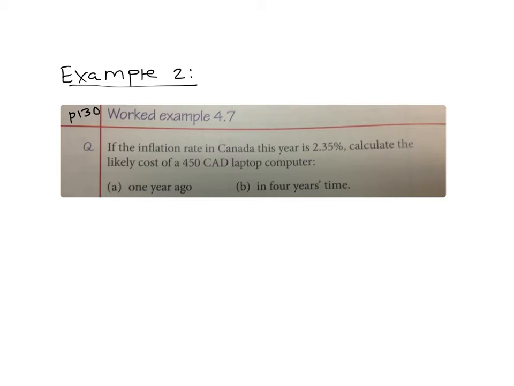Looking at this second example, it says if the inflation rate in Canada this year is 2.35%, calculate the likely cost of a 450 Canadian dollar laptop computer 1 year ago and in 4 years' time.